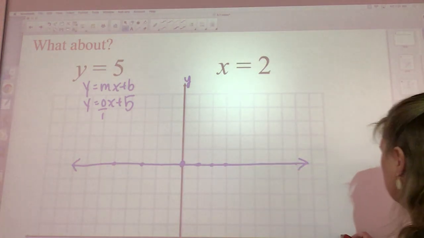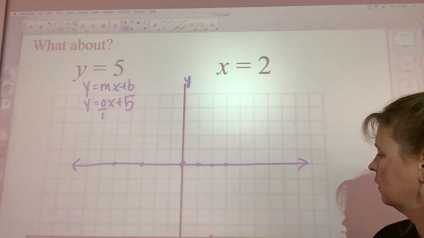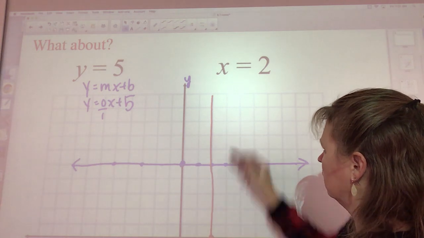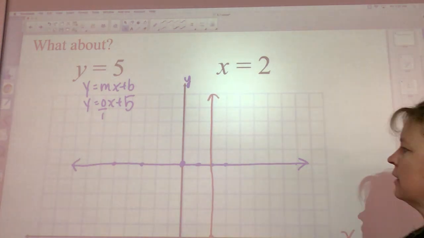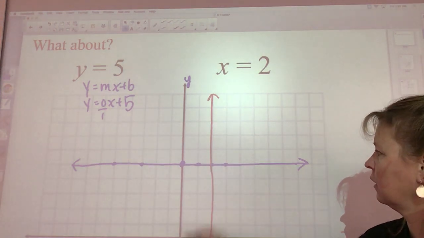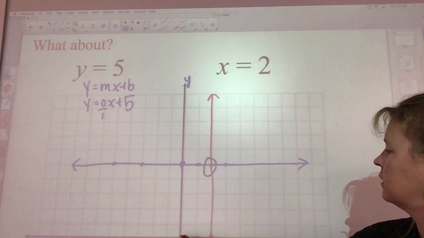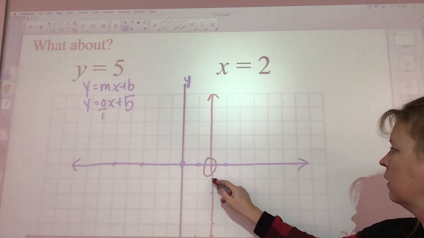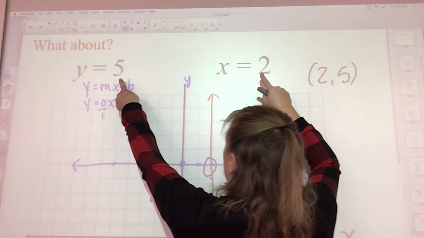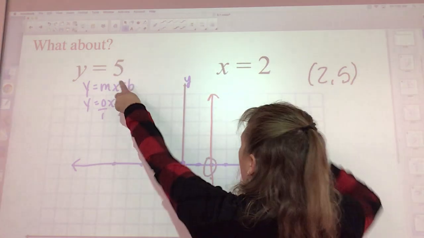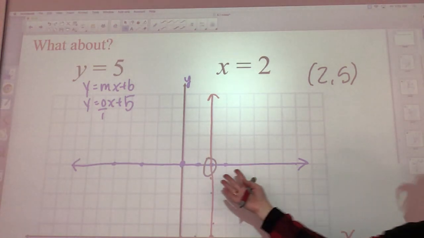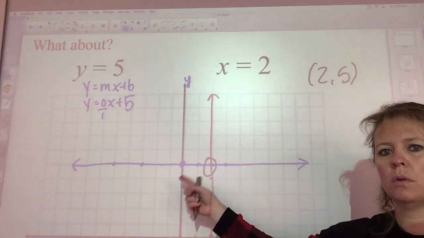Say x equals 2. Here's x, here's 2. You want the x to always equal 2. Every single point on this line has an x of 2, and the y changes. What is the final answer to this solution? Of course, it's over 2, up 5. X has to be 2, y has to be 5. That's the only solution you can come up with, but you have to have a graph to support it. X is 2, y is 5.